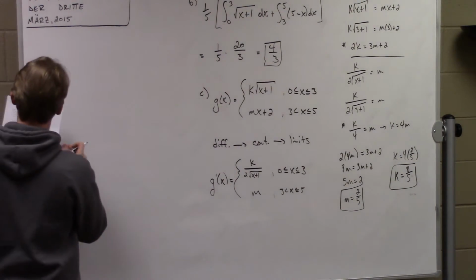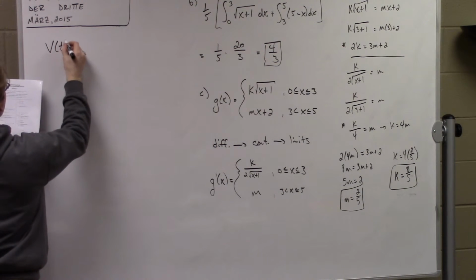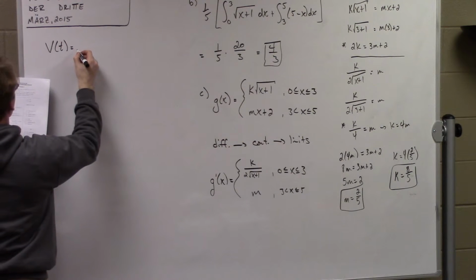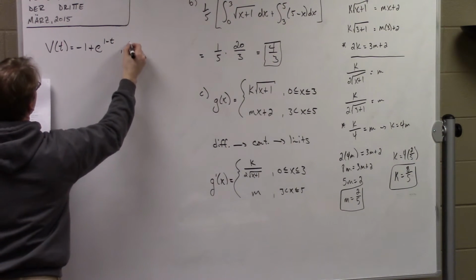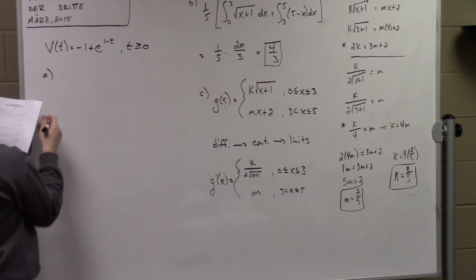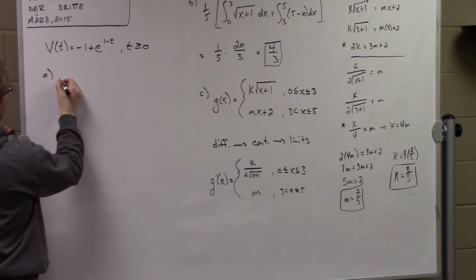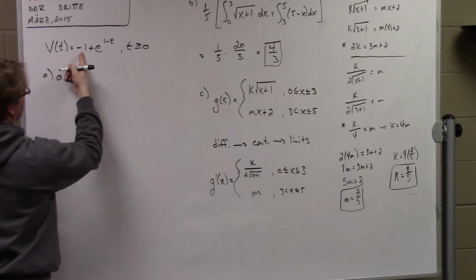All right, so we are given that the velocity of some particle is -1 plus e to the 1 minus t for t greater than or equal to 0. Got it. All right, part A. Find the acceleration of the particle at 3. So I need acceleration, which is going to be the derivative, so that's 0.